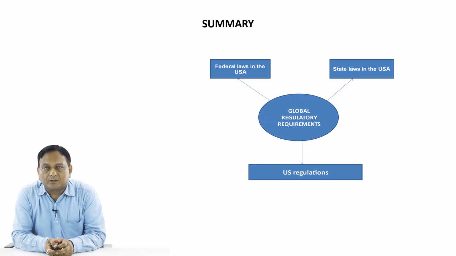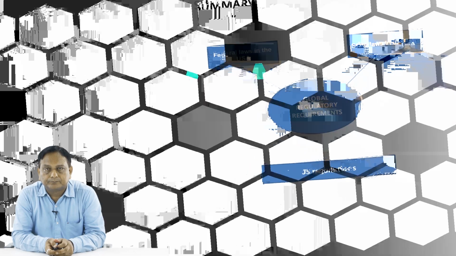The main purpose of these requirements, as we have seen in the US regulations, is to protect the consumers. We have to protect the consumer in terms of health, and also protect against environmental issues. That's all for the global regulatory requirements for the US.